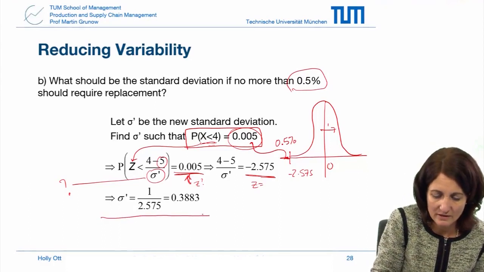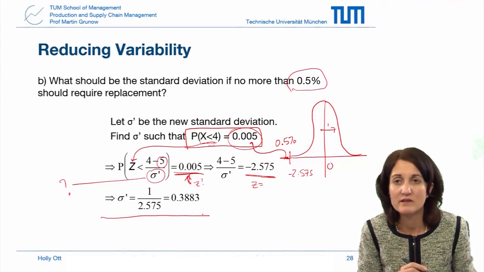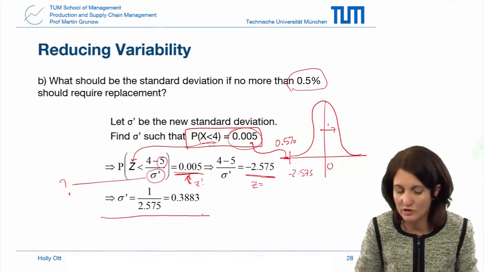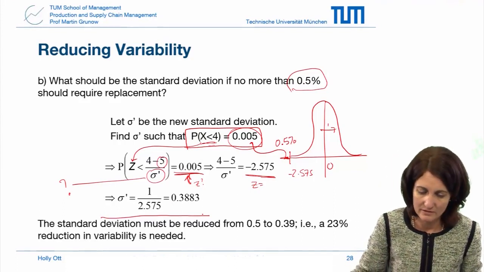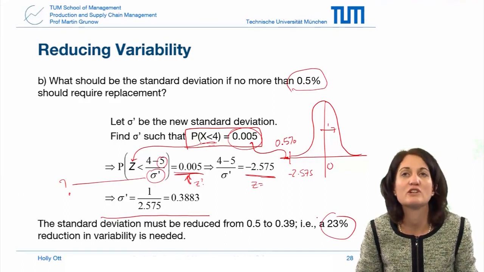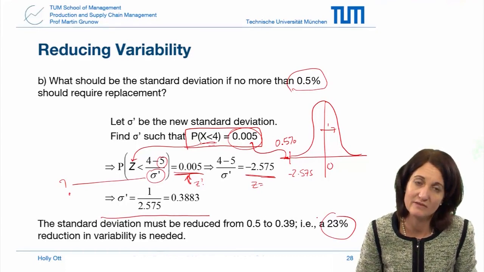We can then solve for our new standard deviation. Now, before the standard deviation was 0.5, reducing it to 0.3883, or 0.39, is a 23% reduction in variability. You have to see if your production line can do that and if it's cost effective.